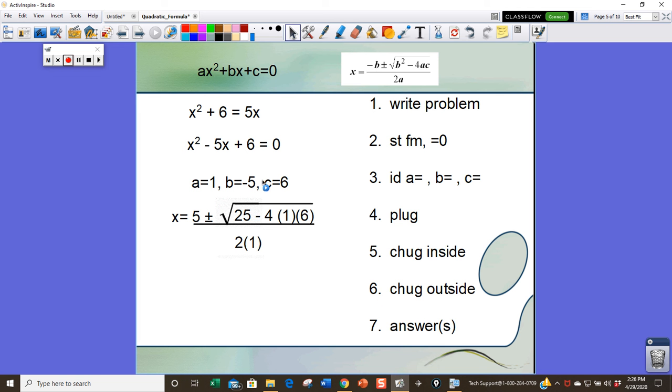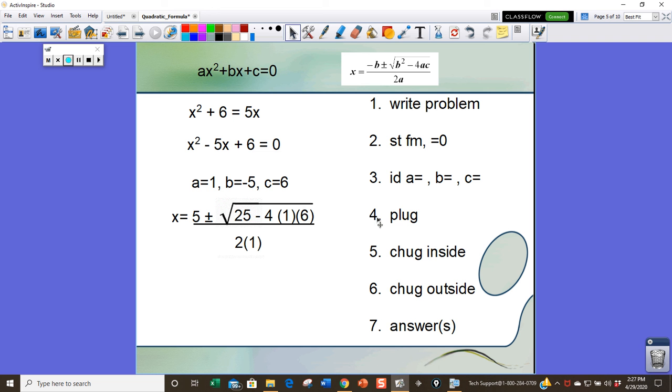Plus or minus. Now, right here, this says B squared. I suggest very strongly that you go ahead and square that number. I also need to remind you when you square a negative, it always comes out positive. So this number right here will never be negative. If it is, you're going to mess up. So 5 times 5 is 25, minus 4. 4 comes from the formula. A is 1, C is 6, then divided by 2, and again A is 1.